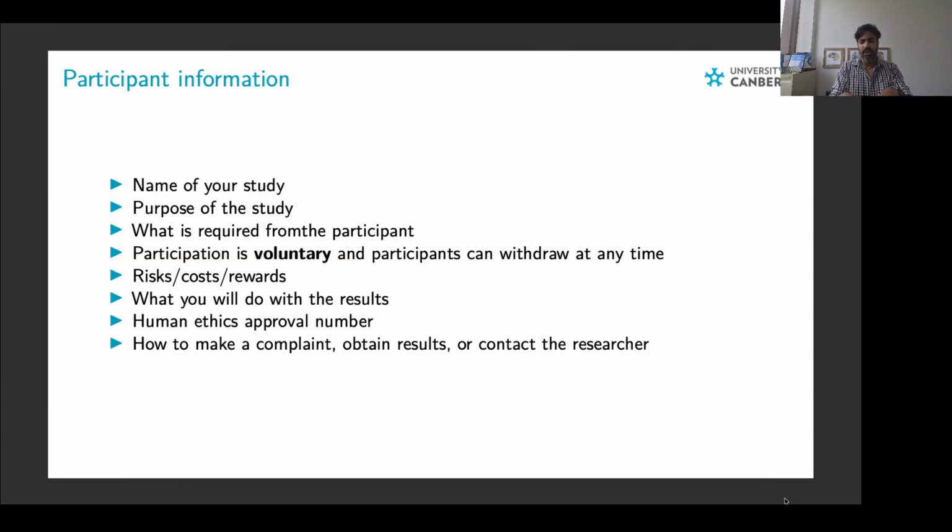You want to include your ethics number, which shows to them that it's actually gone through an ethics process and has been approved by ethics, but also allows them to actually search up or follow up if they have any issues or complaints. Ideally, they take that to you first, but it should be there transparently for them. And yeah, how to make a complaint, obtain results, or contact the researcher. So really, we need to be careful when it comes to patient data and what we do with that data.